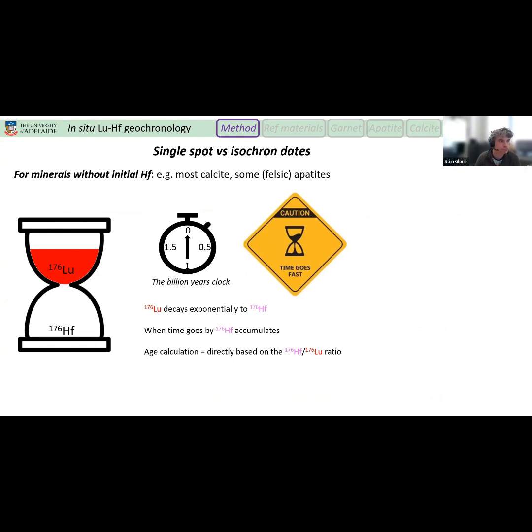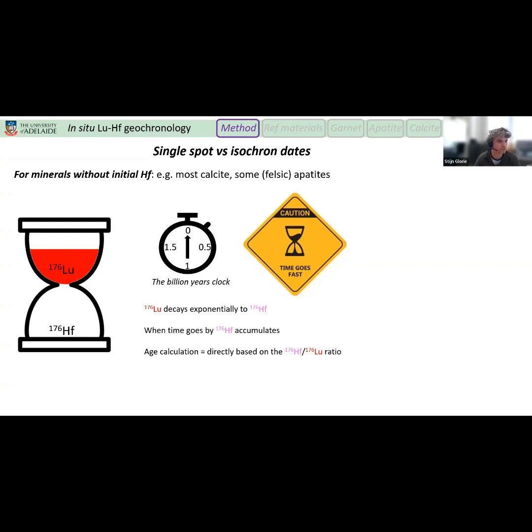So there's two types of minerals. There are minerals that take a little bit of initial hafnium in their crystal lattice when they grow, and there are minerals that don't like initial hafnium. The one that I'm showing on the screen now are those that don't like initial hafnium. So particularly calcites and most felsic apatites, they don't take hafnium in their crystal lattice. And that's mostly because things like zircon co-crystallize. So all the hafnium goes into the zircon, for example, right? Which means that the other minerals that take lutetium, they don't take the hafnium.